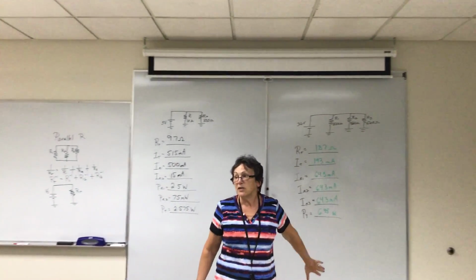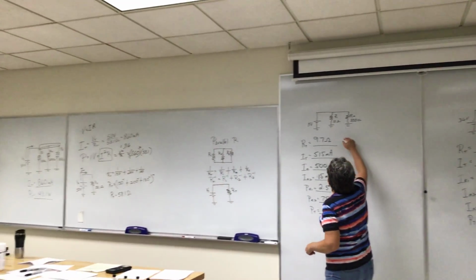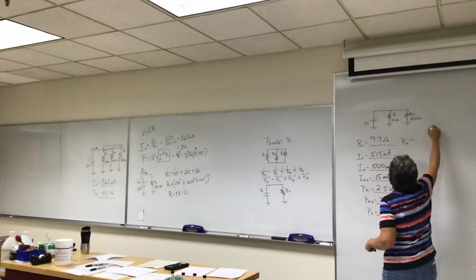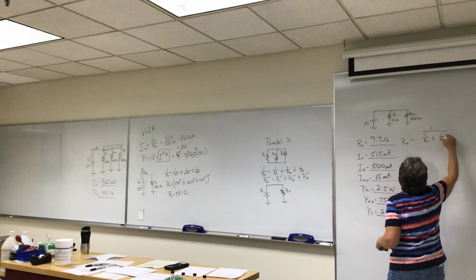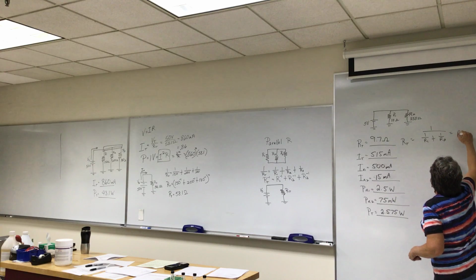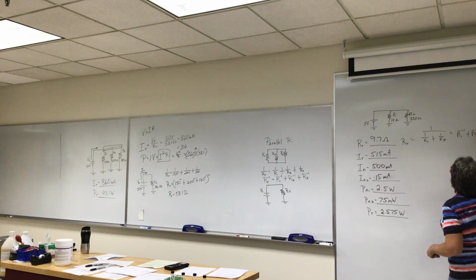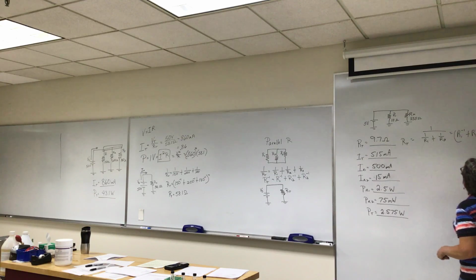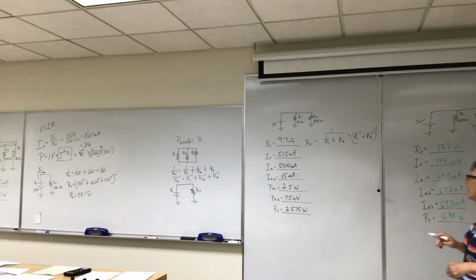Did everybody else kind of do the same thing? So for R total, it was 1 over R1 plus 1 over R2, which equals R1 inverse plus R2 inverse in your calculator, and then inverse the whole thing. That's probably the hardest one to figure out, isn't it?